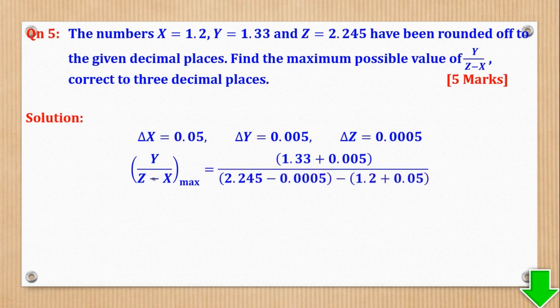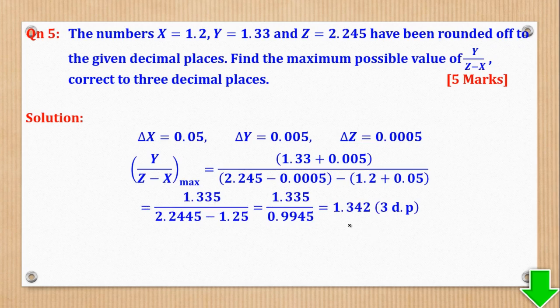Therefore, the maximum of this quotient means the numerator is maximum and the denominator is minimum. For a maximum numerator, we shall put a plus here. For a minimum denominator, z will be minimum and x will be maximum because it is a subtraction. Then we shall use the calculator and get what they want to 3 decimal places.